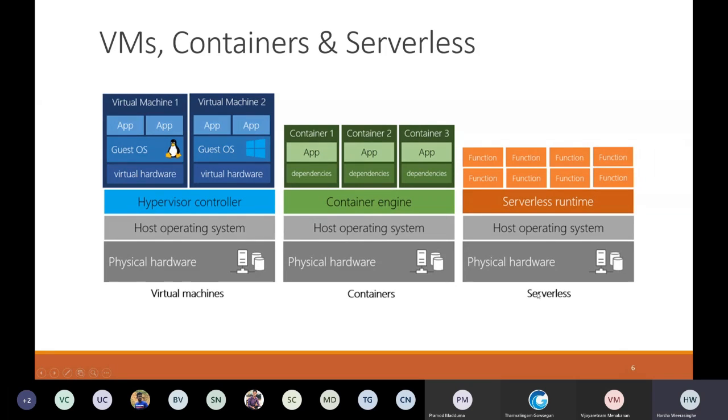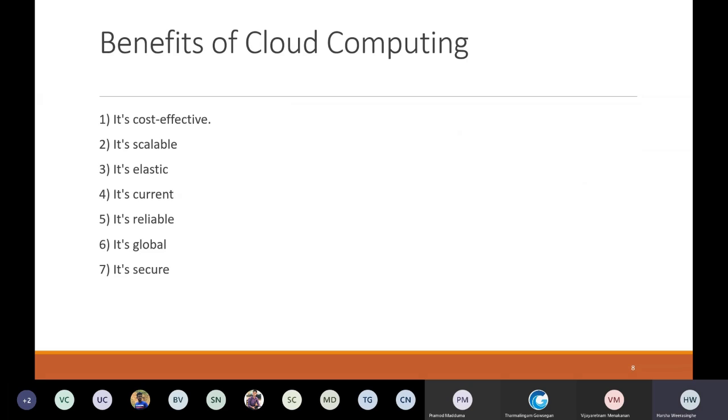And we finally have this serverless model. Again, there we also have a host OS, and we have something called a serverless runtime. These are the benefits. Someone can raise a question: why are we going for these cloud computing things? I can set up my own data center. I can host these things on my own PC. So these are some of the benefits of cloud computing.